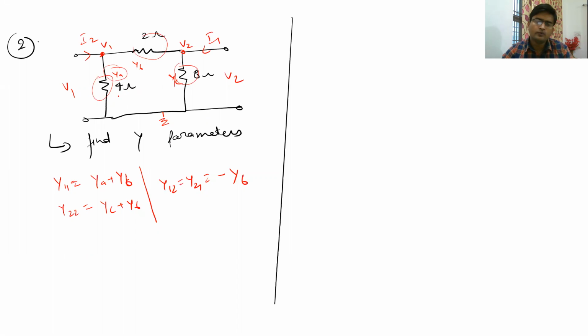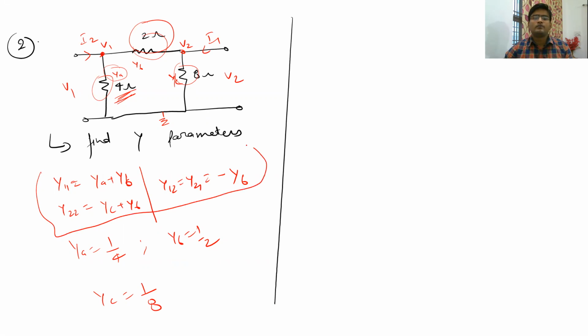And you have to see that these values are written in ohms. So these are not the admittance values, these are resistance values. So the corresponding Ya will be 1 upon 4 because it will be the reciprocal of this. The corresponding Yb is equal to 1 by 2 from here, and the corresponding Yc will be 1 by 8. So now you can directly put these values here, and you can find the Y11, Y22, Y21, and Y12 values.